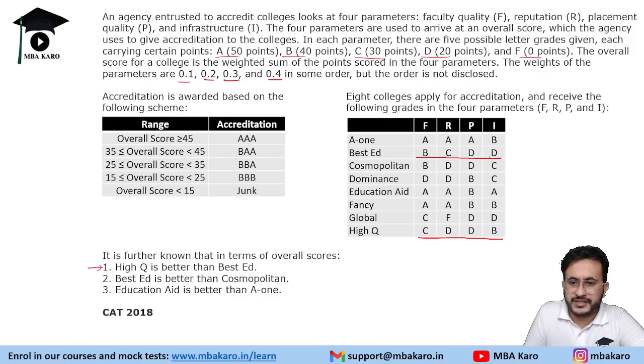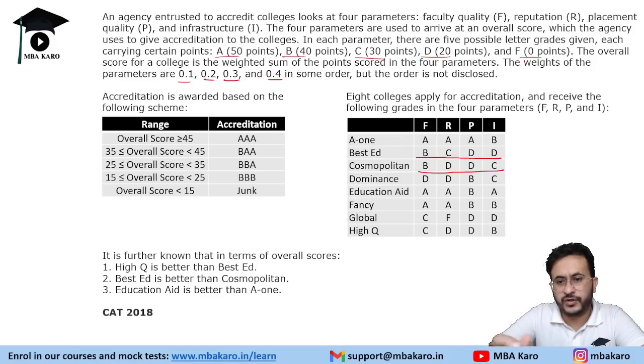How would we compare this? Instead of it, we will compare this one. Best Ed is better than Cosmopolitan, right? First let us check this key. How do we solve such questions? Best Ed is better than Cosmopolitan, so they have the same rating. So whatever be the weight of any of these parameters, it will not make any difference. And in P also both have the same rating, so that means it will not make any difference.